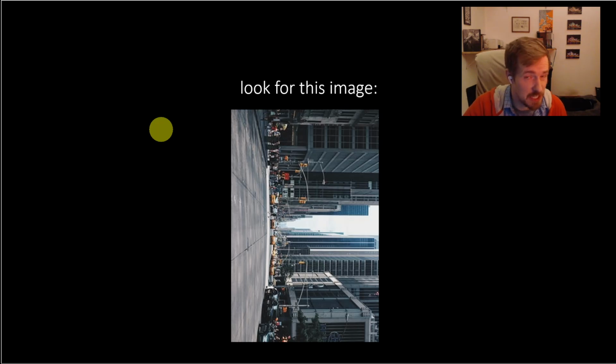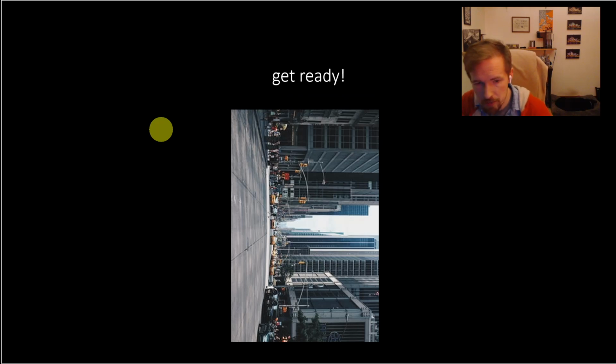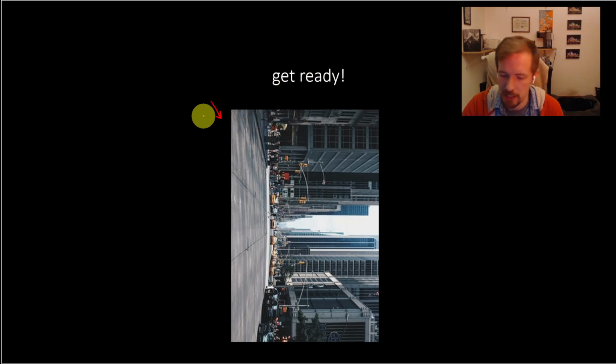All right, so here is another example. This is using an attentional blink task. So I want you to take a look at this image. In just a moment, I'm going to show you a series of images that are going to go in very quick succession, and I want you to try to find this image. Here we go.